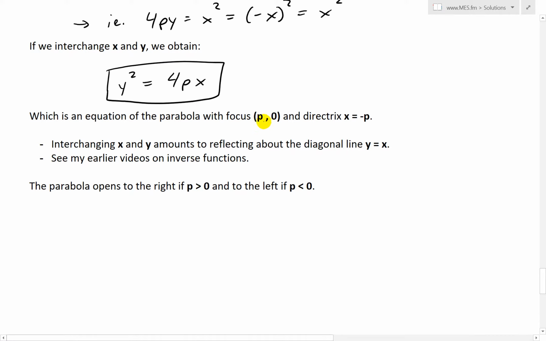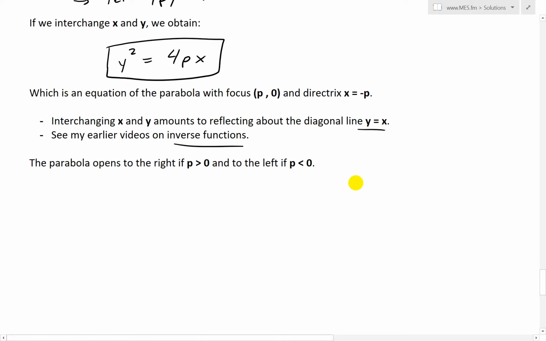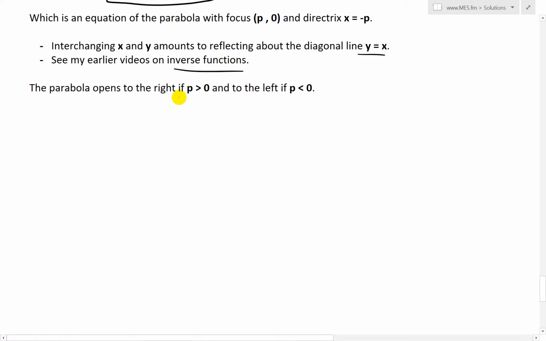So now we have x is p, y is 0, and the directrix formula now is x equals negative p. And interchanging x and y amounts to reflecting about the diagonal line y equals x. See my earlier videos on inverse functions to learn more about that. So the parabola opens to the right if p is greater than 0, and to the left if p is less than 0. And we can draw this out.